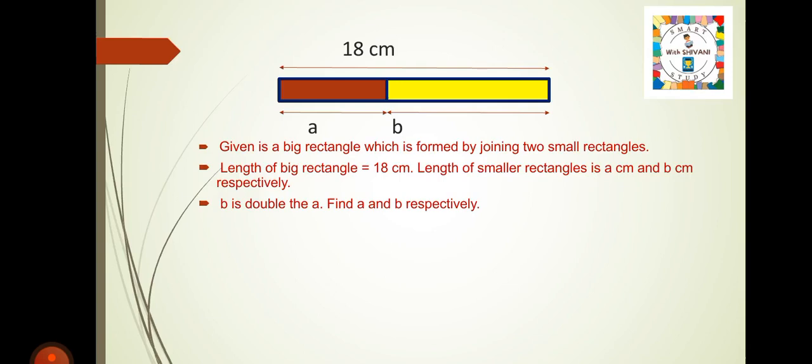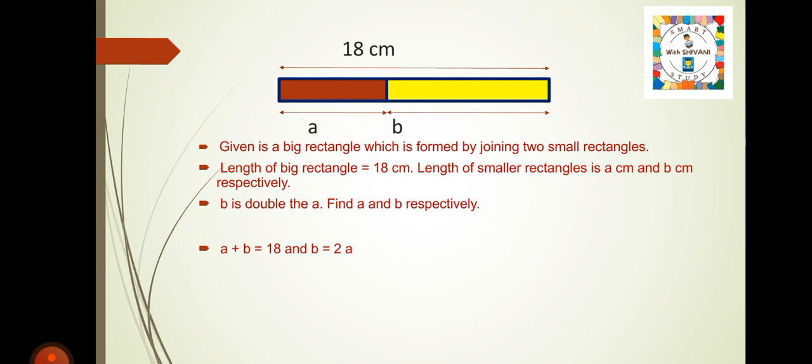So first, this is a word problem which we will convert into a mathematical equation. First, we will concentrate on the word joining. Joining means addition. From the image, it is clear that length 18 centimeter, which is the length of the bigger rectangle, is equal to A plus B. So our first mathematical equation will be A plus B equal to 18 centimeter. And our second mathematical equation is B is double the A. So B is equal to 2 times A.